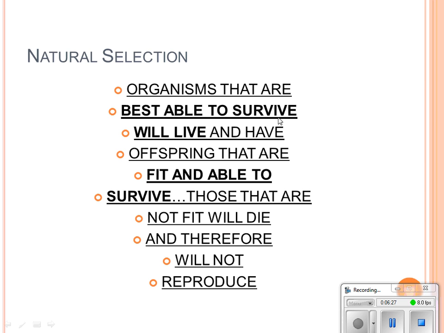And what he means by survival of the fittest, and I've bolded in what you should typically write here: organisms that are best able to survive will, and have offspring that are fit and able to survive. And if you're not fit, you're going to die. And if you die, you're not reproducing. So your traits are also dying with you and not being passed on. So it's all about surviving and then reproducing your better suited traits for the environment. That's what survival of the fittest really means.